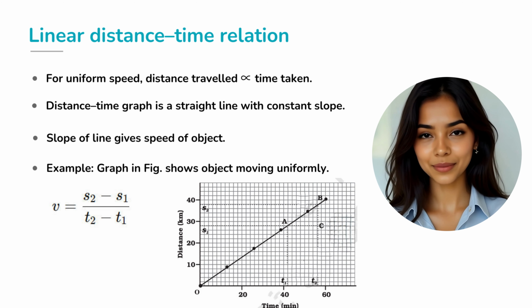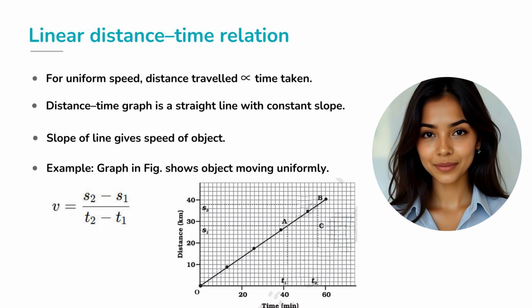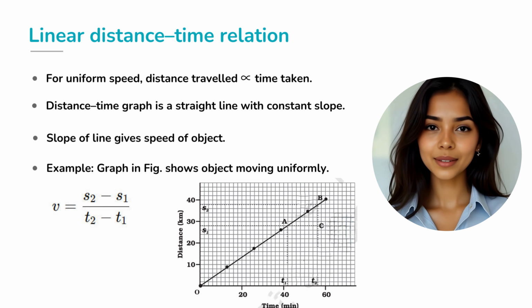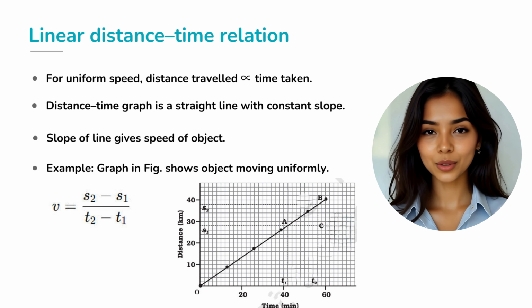Mathematically, speed equals (s2 minus s1) divided by (t2 minus t1). So, a steeper line means the car is moving faster, while a gentler line means slower.